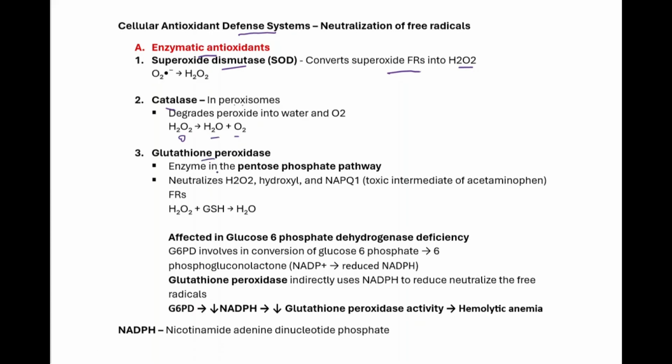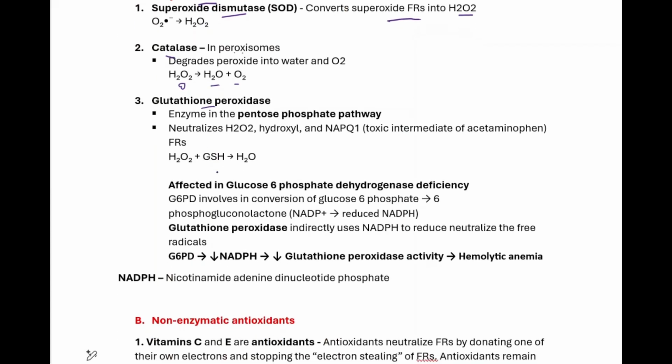The next one is glutathione peroxidase. This glutathione peroxidase is linked to the pentose phosphate pathway, and it is important for neutralizing hydrogen peroxide, hydroxyl radical, and NAPQ1. Anybody remember this NAPQ1? Yes, from acetaminophen. It's a toxic intermediate from acetaminophen. So this glutathione peroxidase is important for neutralizing these guys.